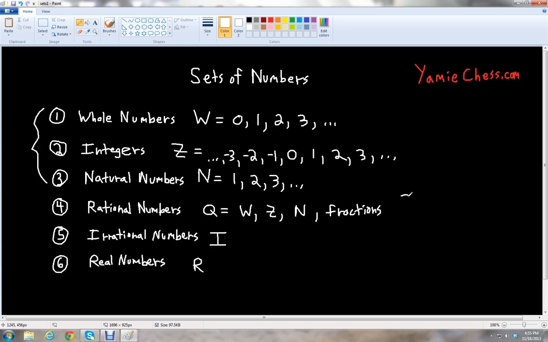like 3/4 or -1/2. And it also includes repeated and terminating decimal values.